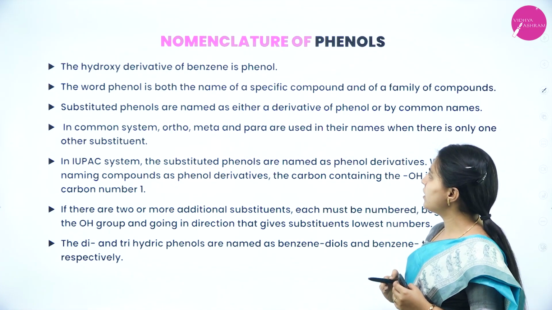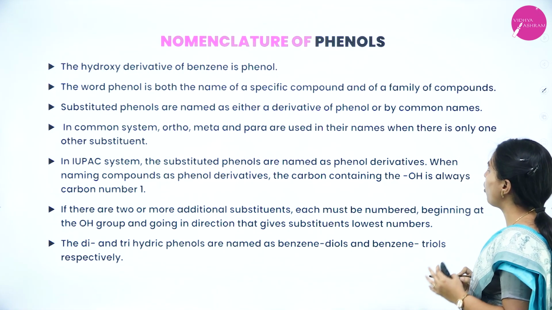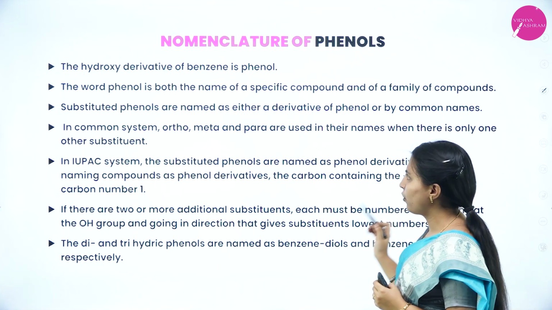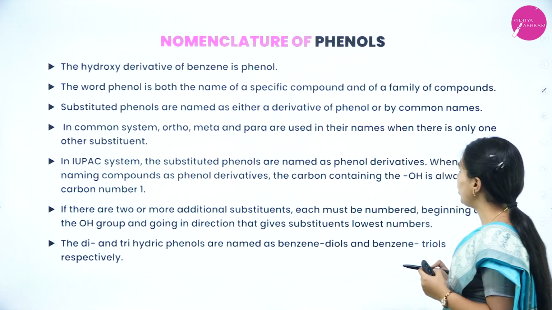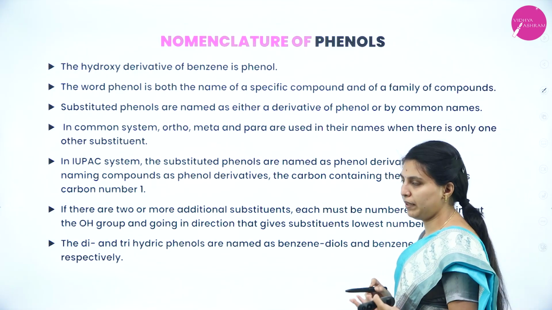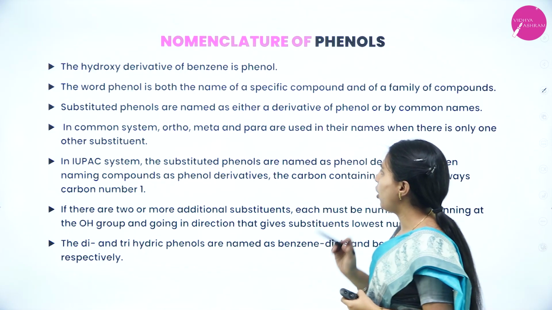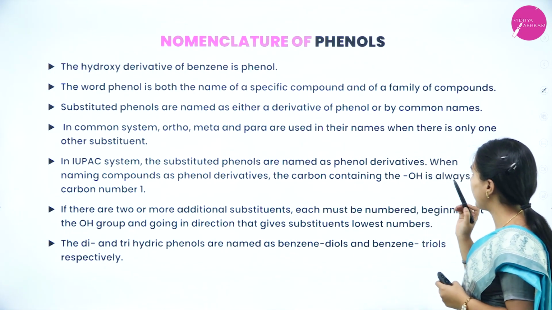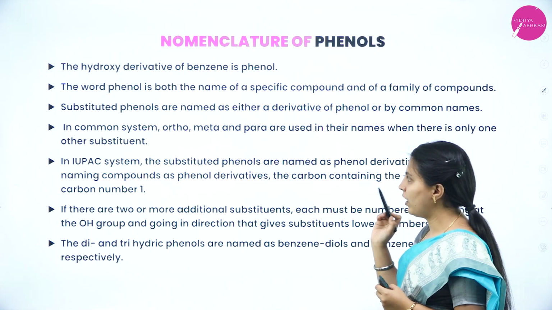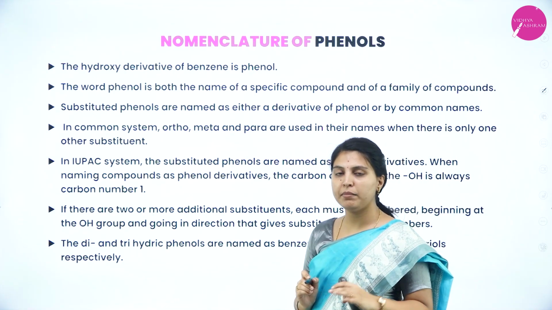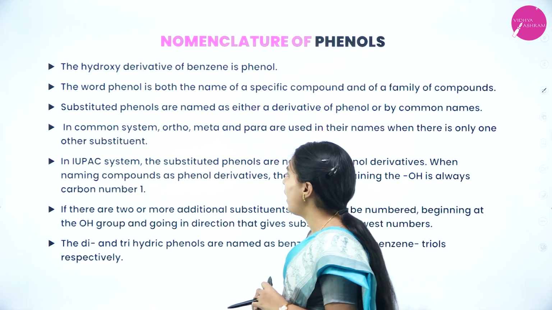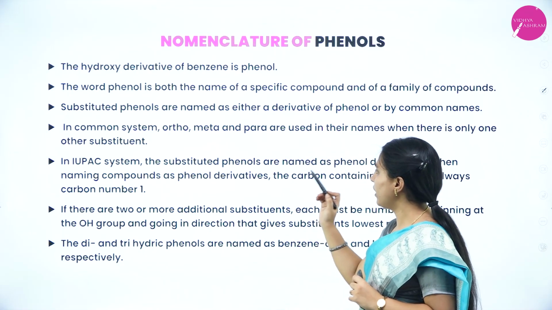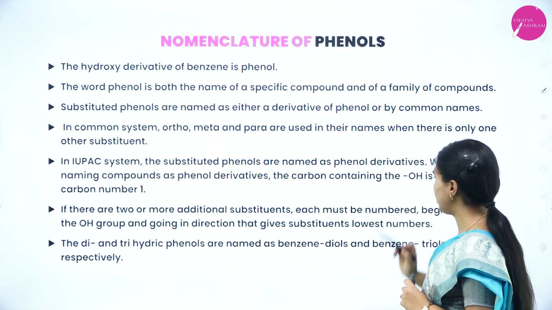The word phenol is both the name of a specific compound and of a family of compounds. Substituted phenols are named either as derivatives of phenol or by common names. In the common system, ortho, meta, para are used in their names when there is only one other substituent. In the IUPAC system, the substituted phenols are named as phenol derivatives.